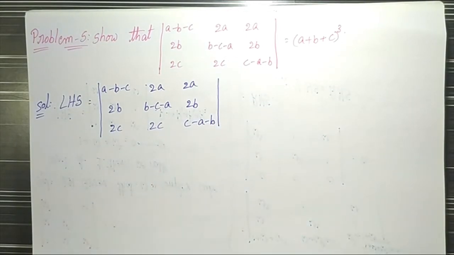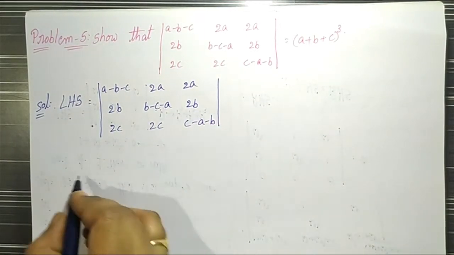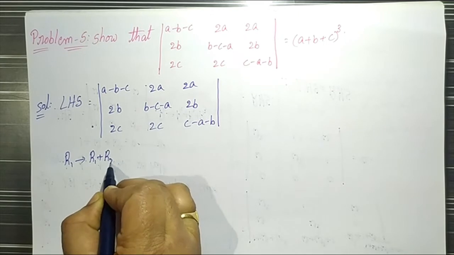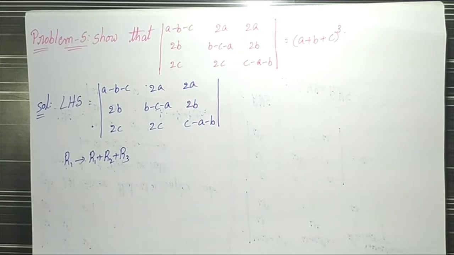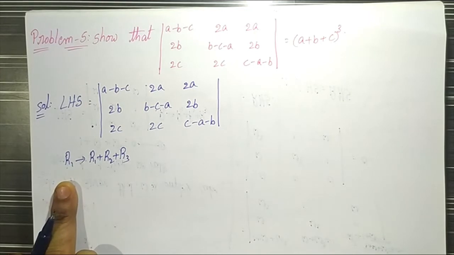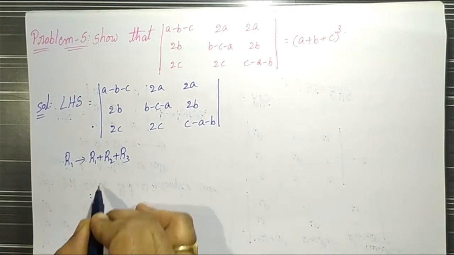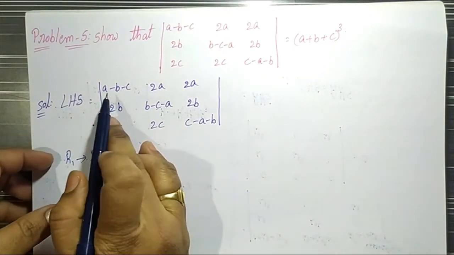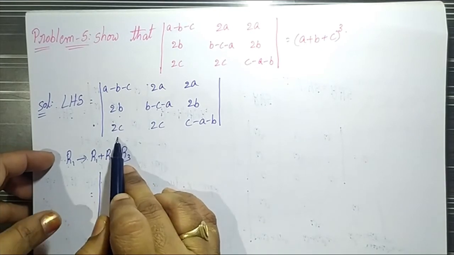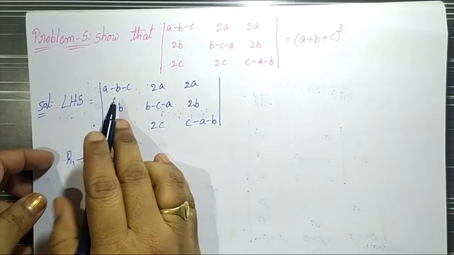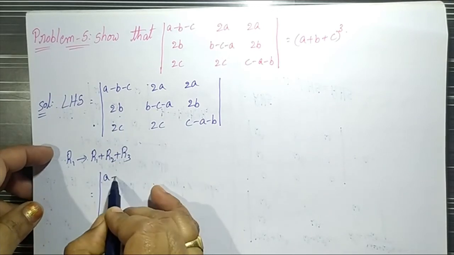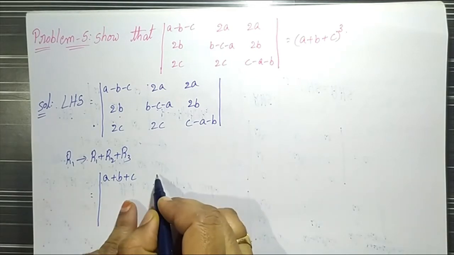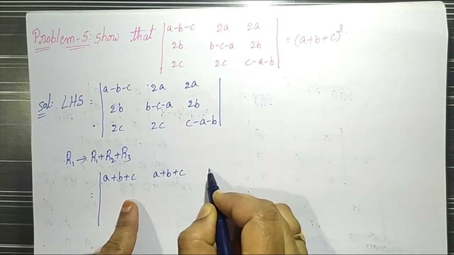This is our LHS value. In this we have to apply the operation R1 goes to R1 plus R2 plus R3. The first operation is R1 goes to R1 plus R2 plus R3, that is equal to the determinant: first a minus b minus c plus 2b plus 2c. Then the a value is a minus b plus 2b plus b minus c plus 2c plus c. In the same procedure, a plus b plus c, a plus b plus c.